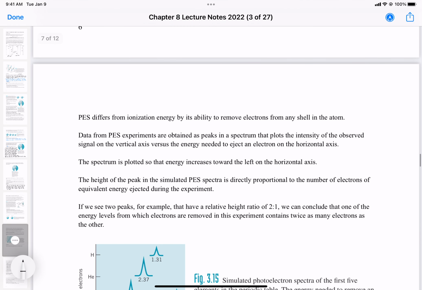Now we're going to be talking about some spectra. You may see a spectrum like this on the homework. So for the homework, refer back to these lecture slides.